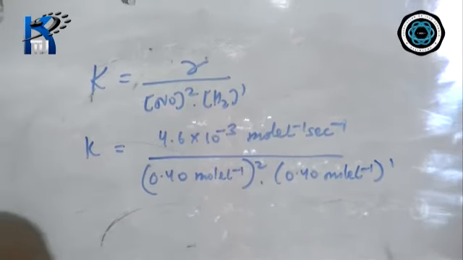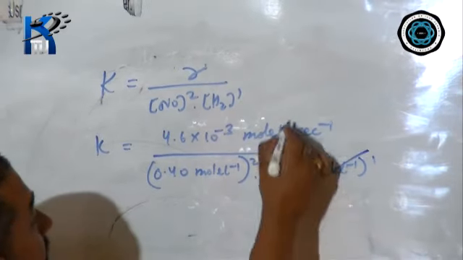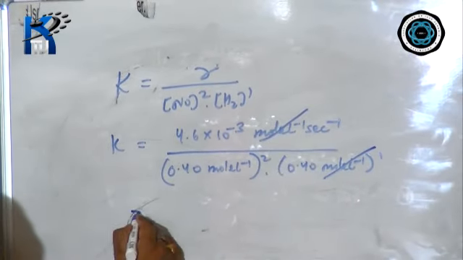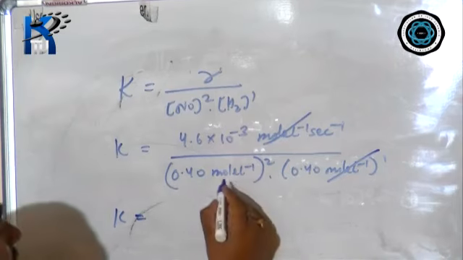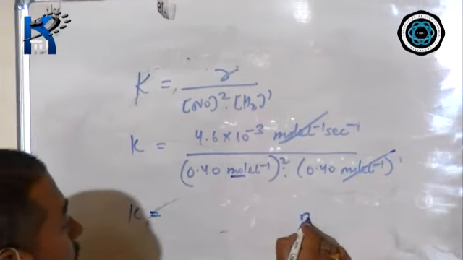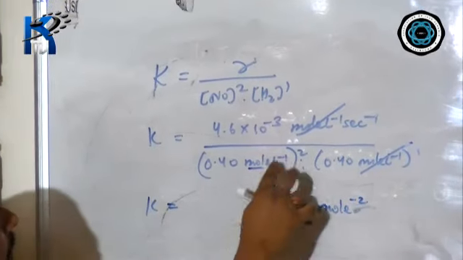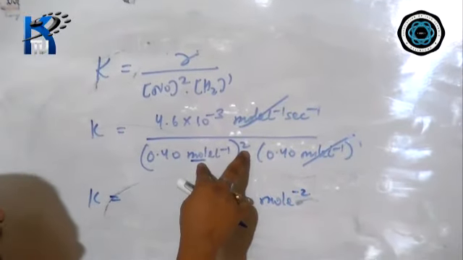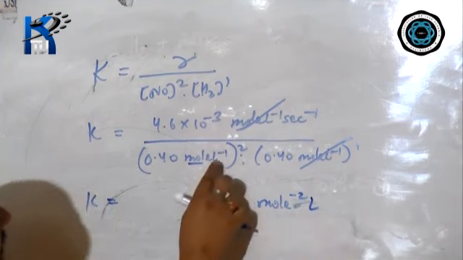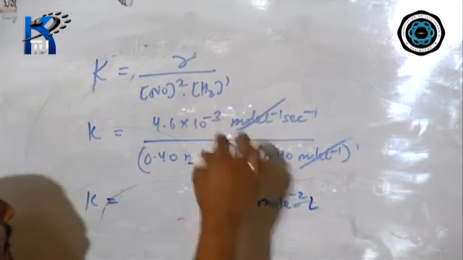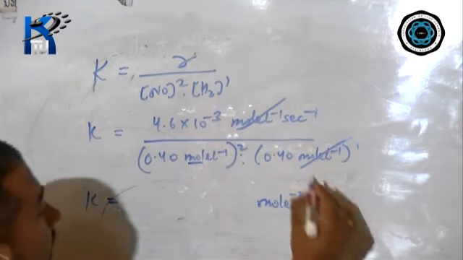Now first let us solve the unit. This mole per liter and this mole per liter will get cancelled, students. Now mole square, if it goes up, becomes mole inverse square. Mole square goes up, becomes mole inverse square. Now liter minus 2 goes up, becomes power 2, and second inverse is up only.